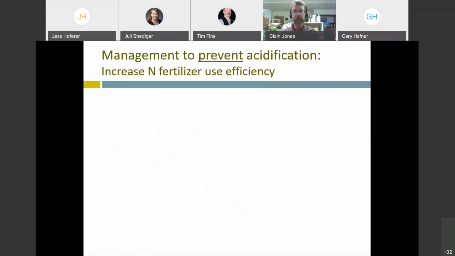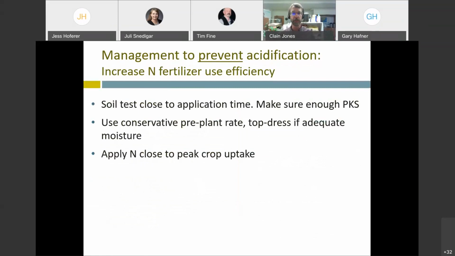What's some other management more specific to prevent acidification? So I mentioned increasing nitrogen fertilizer use efficiency. Ways to do that are soil tests for nitrogen closer to the application time and closer to the growing season. Also, make sure you have enough phosphorus, potassium, and sulfur. If you don't, your crop won't be limited by nitrogen and it will waste nitrogen.